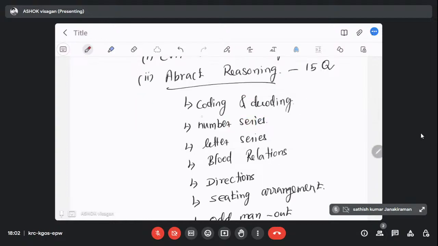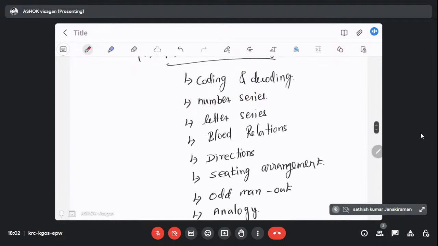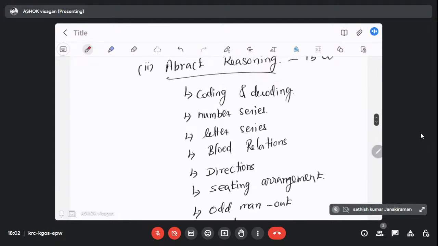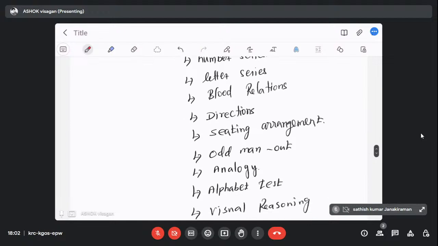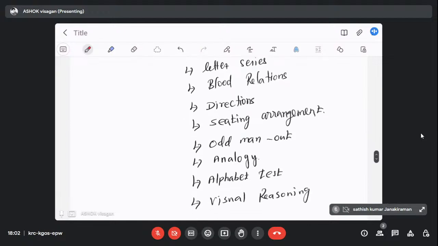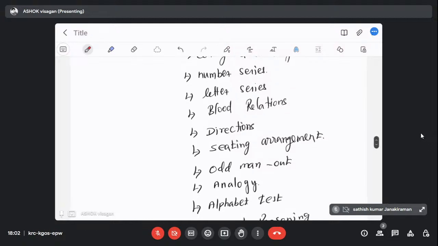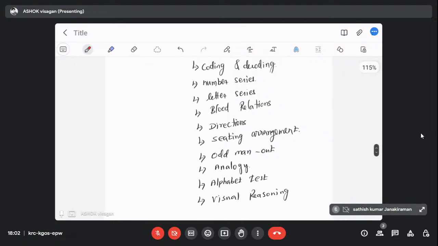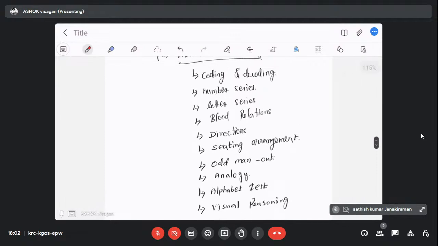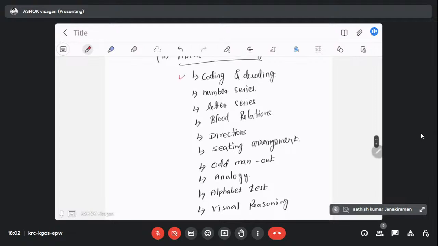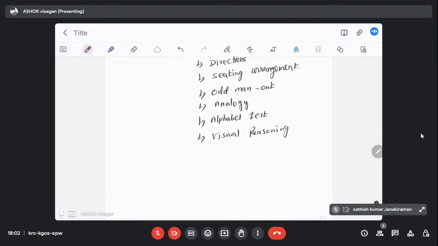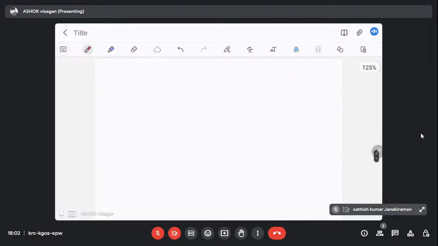If you want, just note down these topics. These are the list of topics under this abstract reasoning part. We'll start from coding and decoding. So first one is coding and decoding.